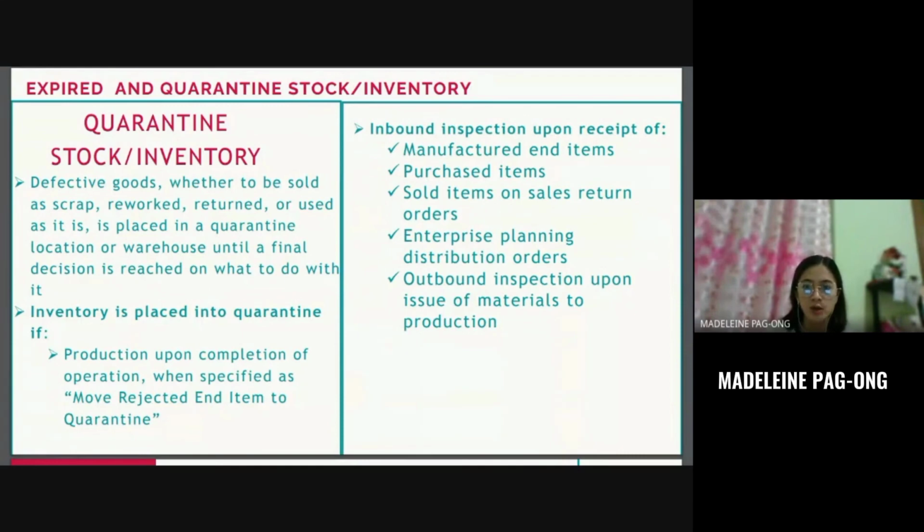Enterprise planning distribution orders and the outbound inspection upon issue of materials to production. The outbound process is used to issue and ship goods from a warehouse, and warehouse processing is either based on handling out units or out shipments and warehousing order lines. The outbound warehouse inspections can only be approved or rejected.